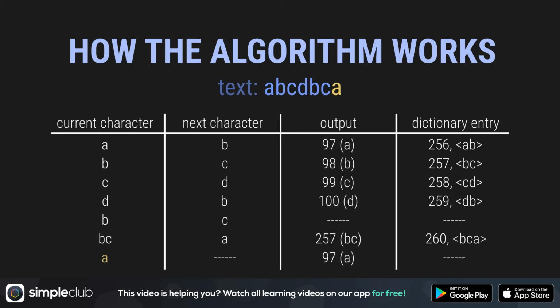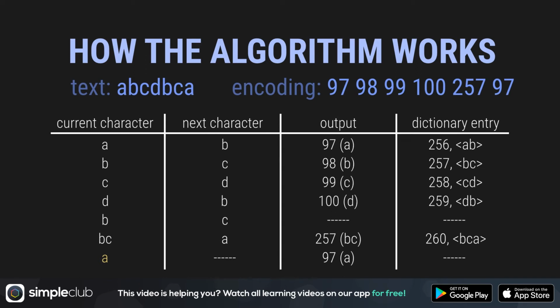Now to get the complete coded sequence, we just write out the contents of the output column from top to bottom. If we write the letter corresponding to each code, we get our text. And that means we've successfully compressed it using the LZW method.